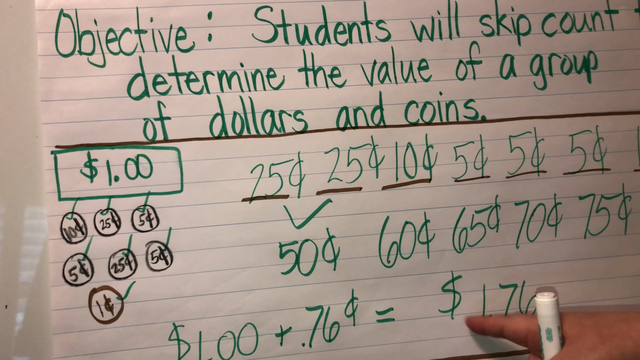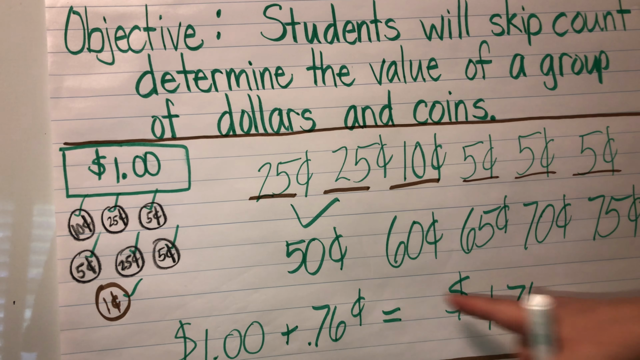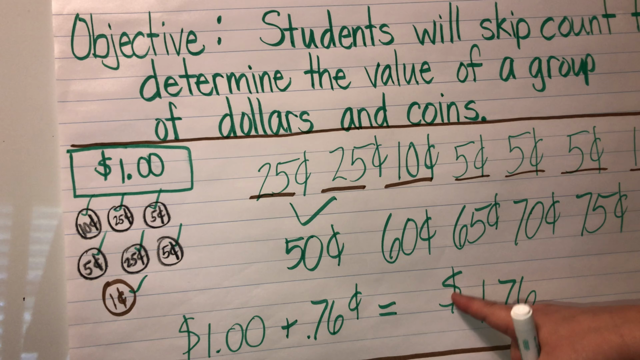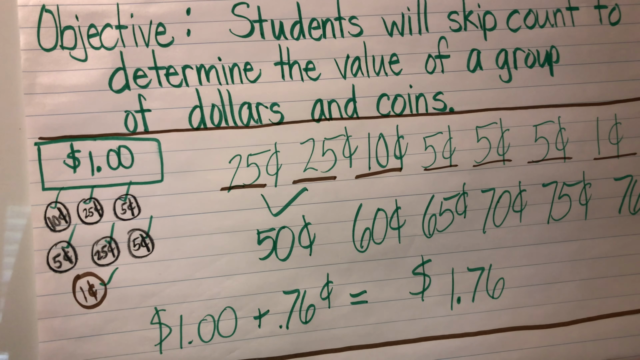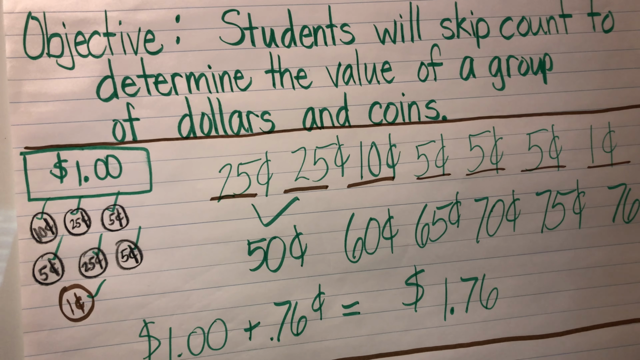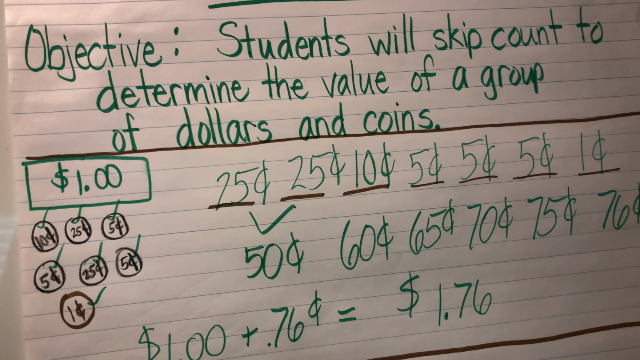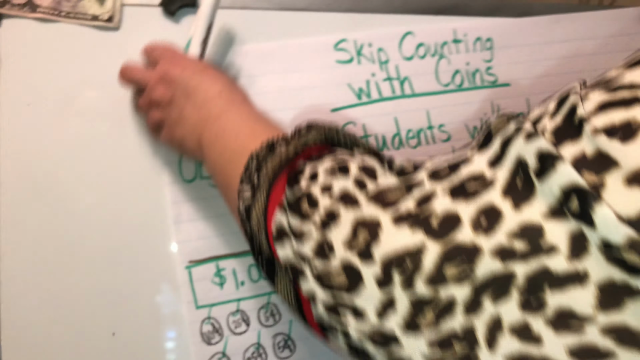It's appropriate to use the dollar sign. Even though when we say it, we say $1.76, we do not add this symbol anymore. We only use one symbol. And for this problem, we would use the dollar sign. So $1.76. Got it? I hope you do. Not too hard. It's pretty easy. So let's move on to the next one.